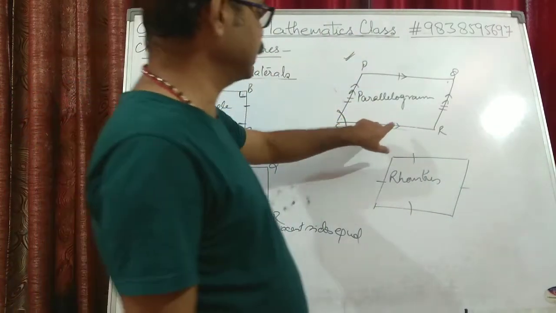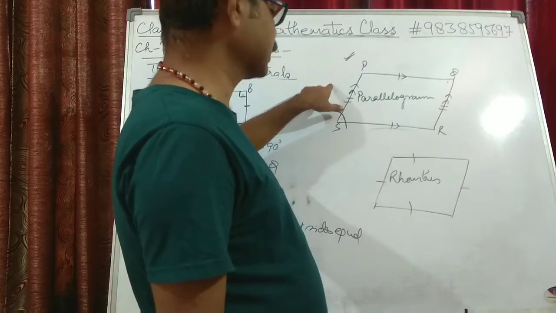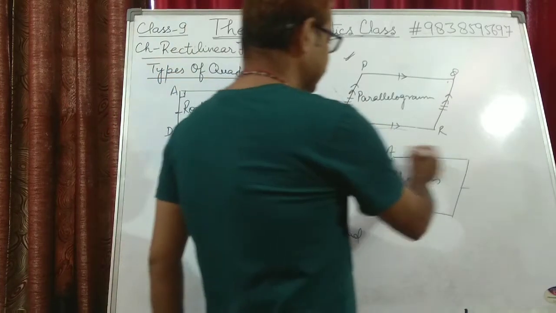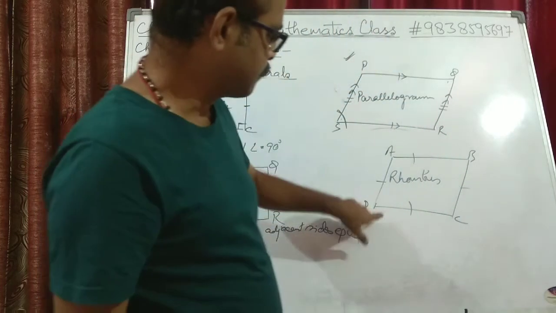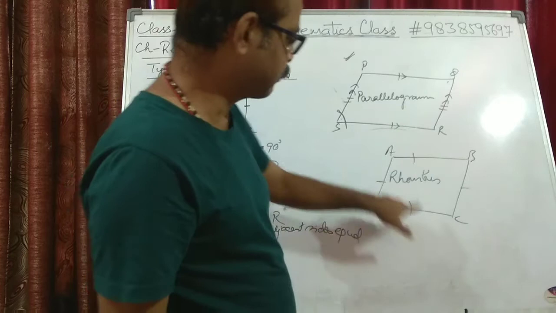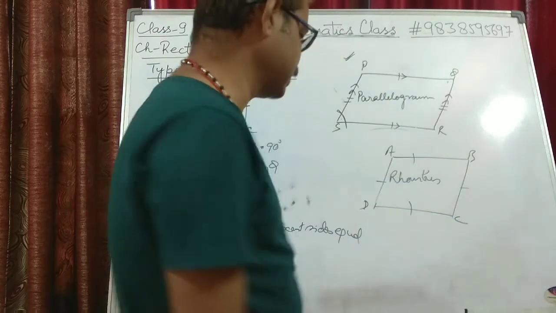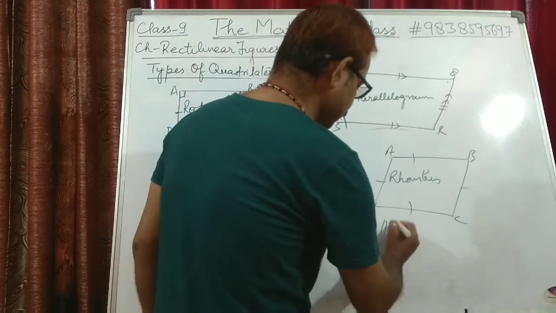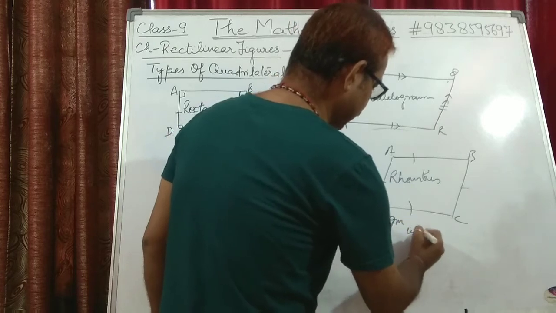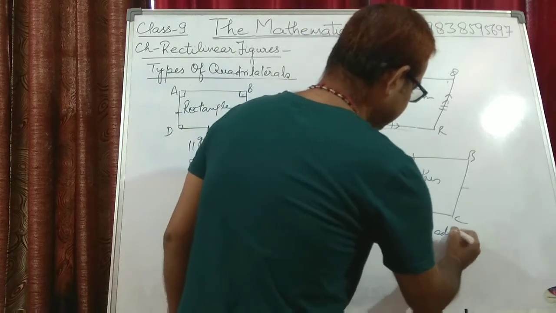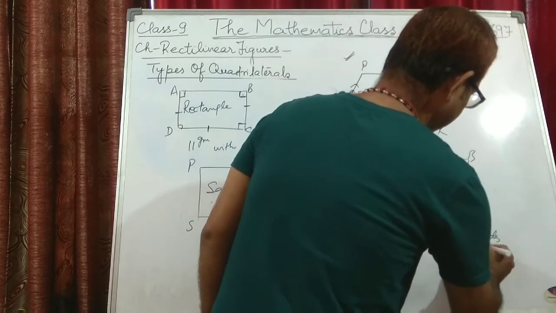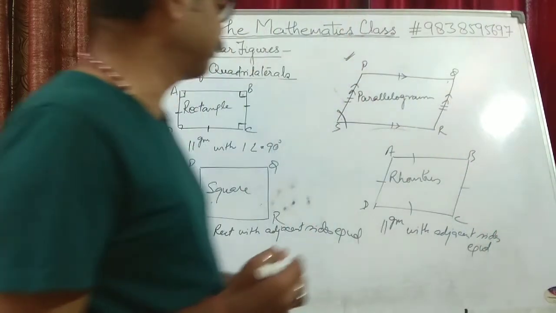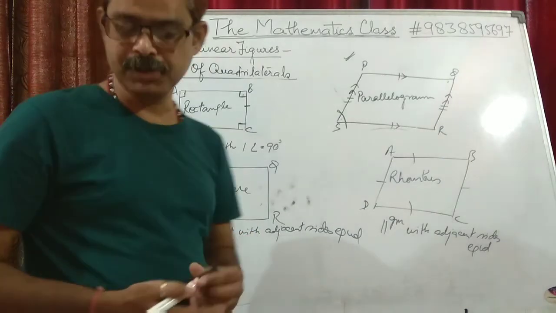Means in this you can see that SR and PS are not equal. But if I say A, B, C, D, I can say that CD and AD are equal, at the same time CD and BC are equal. Means what is a rhombus? A rhombus is a parallelogram with adjacent sides equal. This is the definition of a rhombus.